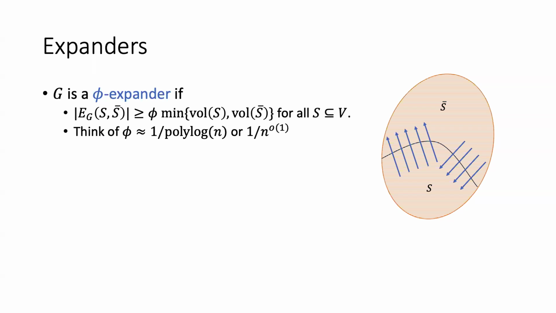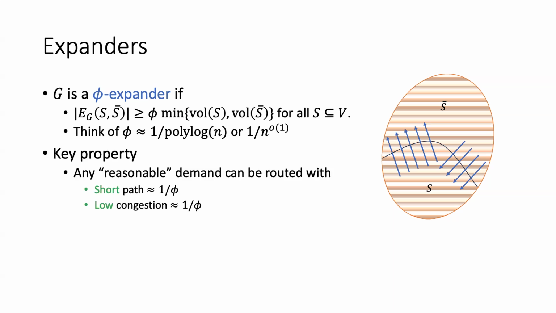So the volume is a natural upper bound of how many edges can be incident to the cut. A graph being a phi expander says that actually a decent fraction of those edges actually cross the cut. So you think of phi as being relatively large. The key property of expanders that we're going to exploit is that an expander is a very good router for flow.